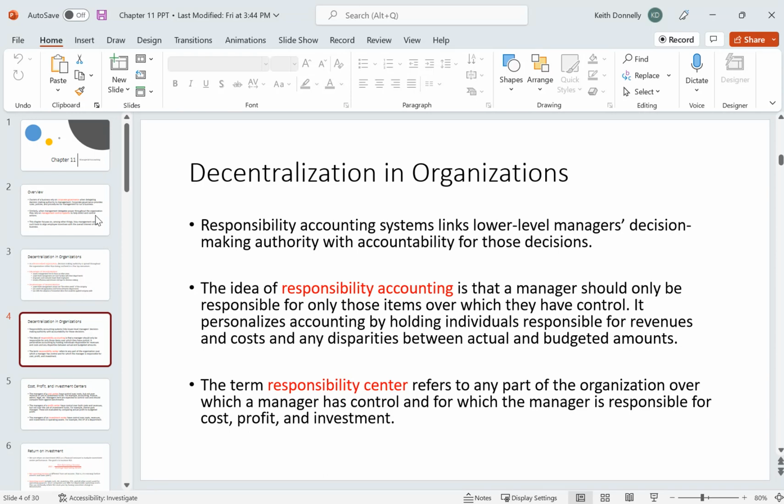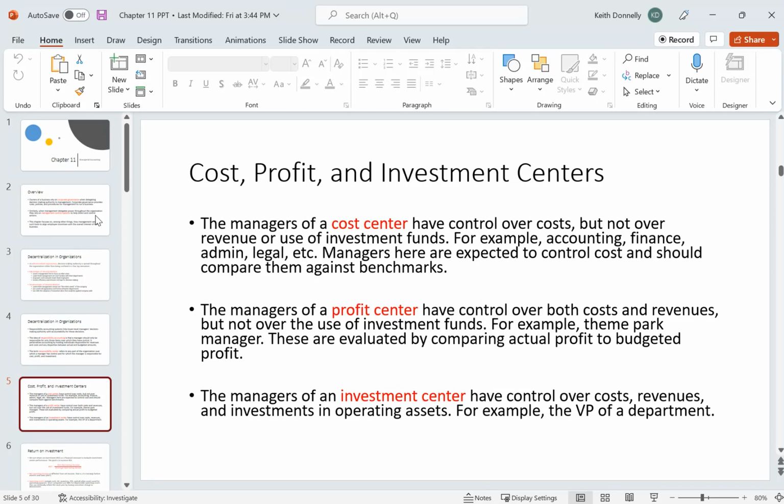And the idea here is it personalizes accounting, and it basically holds individuals responsible for their revenues and costs and any disparities they may have between actual and budgeted amounts. It's kind of like saying, hey, we want to treat you as an adult. We're going to expect you to be responsible and take care of what you have to take care of. If you don't, that'll reflect in your performance evaluation. Now, in this framework, the term responsibility center refers to any part of the organization over which a manager has control and for which the manager is responsible for cost, profit, and investment. So we have to know what a cost, profit, and investment center is. What do these terms mean?